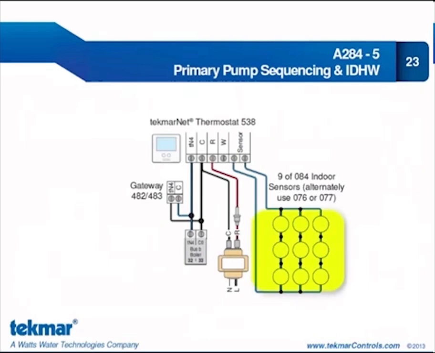You can see our sensor array is wired in series parallel to our sensor terminals, and we did have to use 9. Our options here are 4, 9, or 16, if you remember. It has to be that perfect square number. We've connected the gateway 482 or 483 to the same bus terminals as the thermostat. Now remember, it has to be point to point with the gateway devices. So if we're connecting the thermostat to bus B, we must also connect that to the gateway.